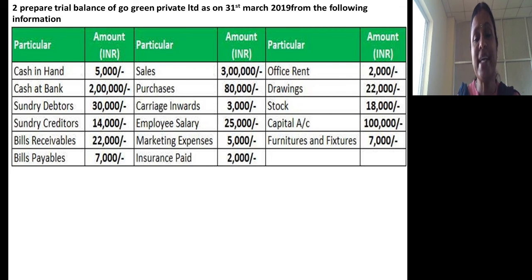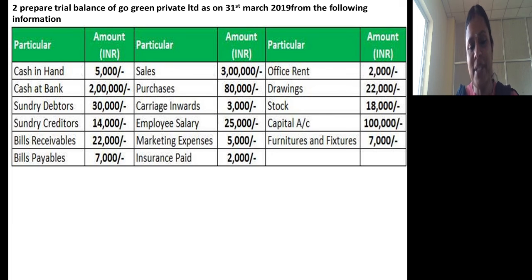We have various account balances. Cash in hand is an asset, debit balance. Cash at bank is an asset, debit balance. Sundry debtors is an asset, debit balance. Sundry creditor is a liability, credit balance. Bills receivable is an asset, debit balance. Bills payable is a liability, credit balance. Sales, credit balance. Purchases always show a debit balance. Carriage inward, expense, debit balance.